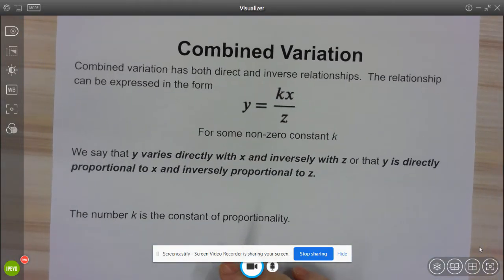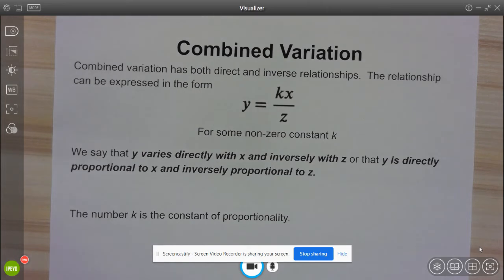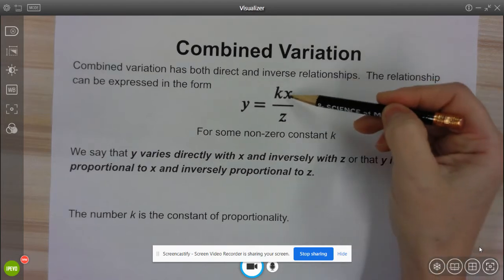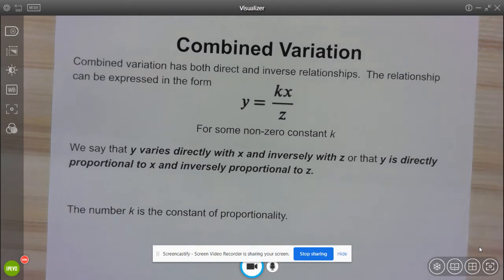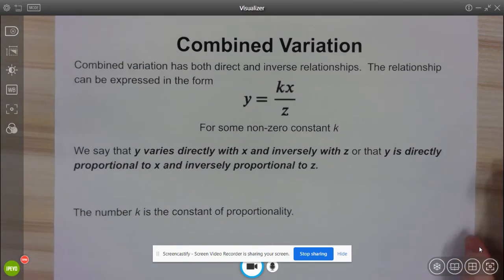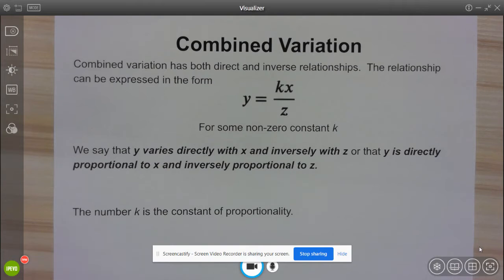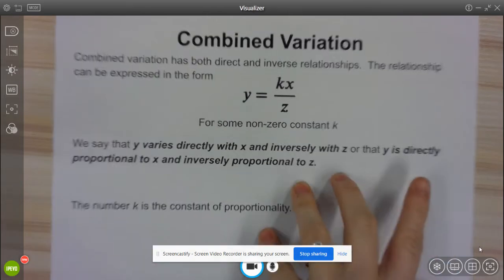So today we're actually going to talk about combined variation. This is actually when something is direct and inverse relationships happening at the same time. So that means I've got something in the numerator and in the denominator. I still have K as my constant of proportionality. That hasn't changed. I've just smashed the direct and inverse equations together. So I have a couple examples that we're going to do together. I think I have 5 examples for this, and we're going to look at what this actually does.